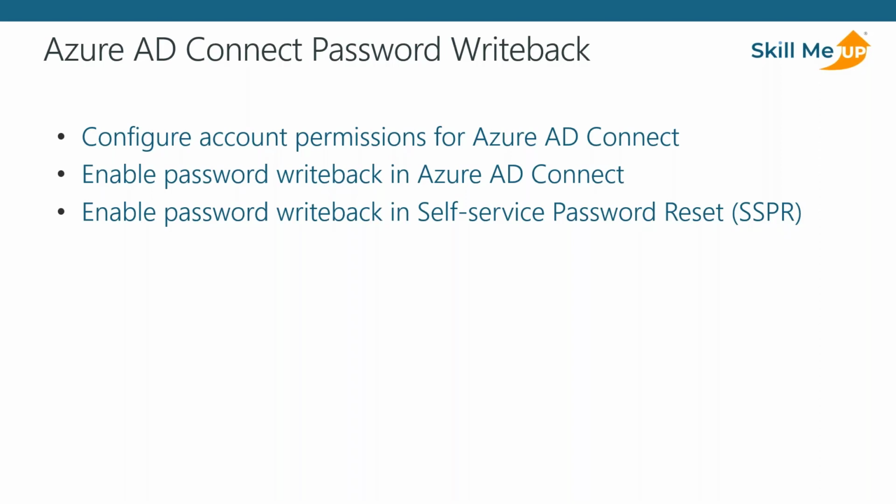You'll then need to enable password write back in Azure AD Connect. Literally, there's a checkbox for that. You configure the synchronization and just check the option called password write back. You'll then need to enable password write back in self-service password reset, so the SSPR, so that when users change or reset their passwords, it will synchronize back the other way.